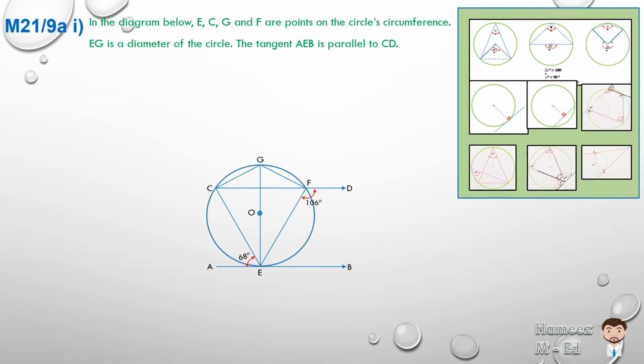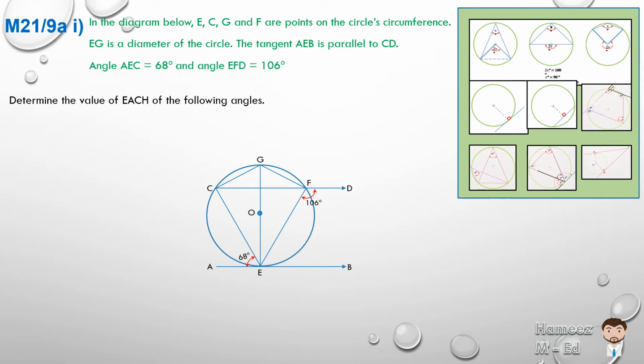The tangent AEB is parallel to CD. And if we have a tangent to a circle, then that looks like the 4th rule and 8th rule. Angle AEC is equal to 68 degrees, and angle EFD is equal to 106 degrees. We can also note that there are 2 parallel lines, AB and CD. So much information from the diagram. Determine the value of each of the following angles. Show detailed working where necessary and give a reason to support your answer.